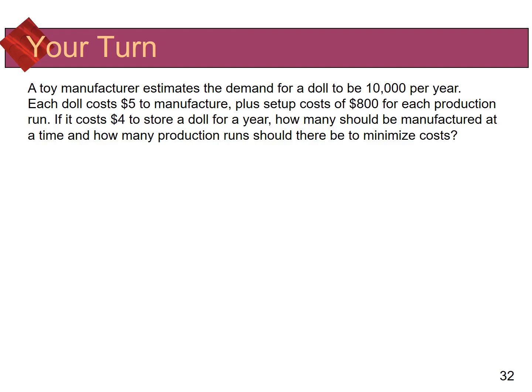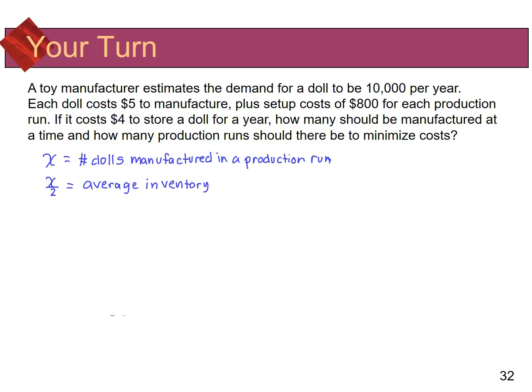So as I said, this is basically the same thing as when I was doing inventory costs or doing lot sizes for reorders. Production runs are just like when I do a reorder lot size, that's incoming, whereas production runs means outgoing. It's really the same principle, just from a different viewpoint. So, X is going to be the number of dolls manufactured in a single production run.